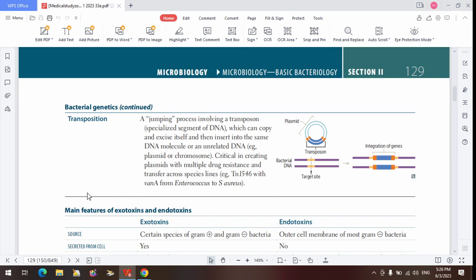Transformation is actually due to the donor being dead. So it releases its own naked DNA into the environment. The cell that can undergo that transformation goes to that area and picks it up. And it's only some organisms that can do that, like Streptococcus and others, that can do transformation.